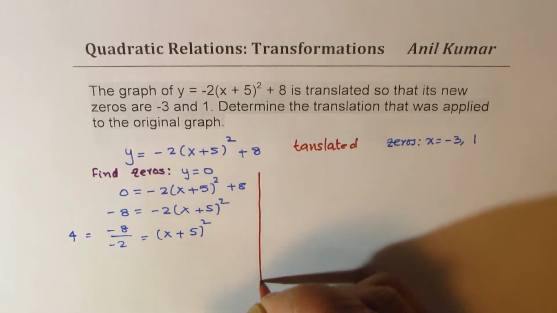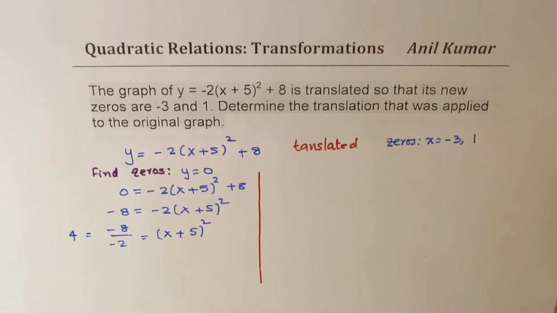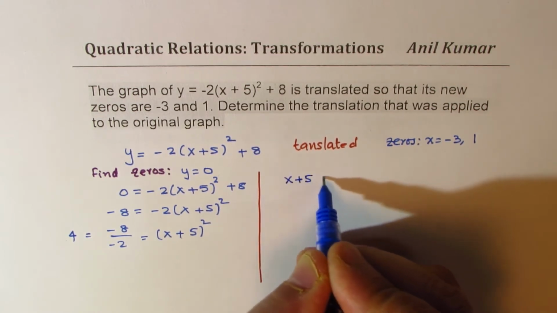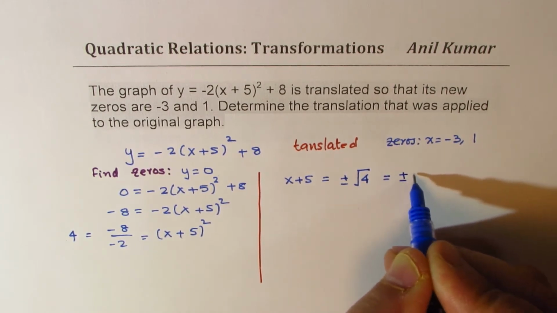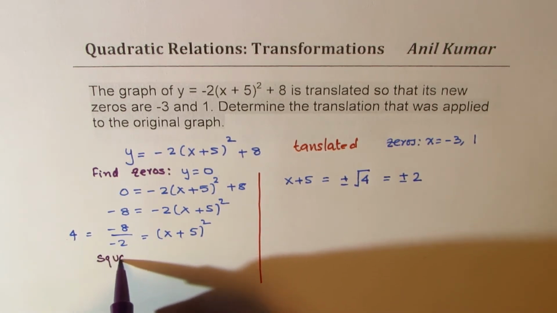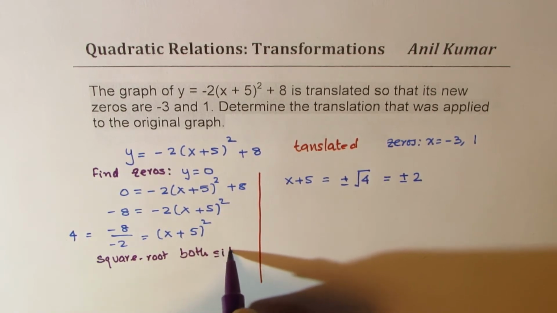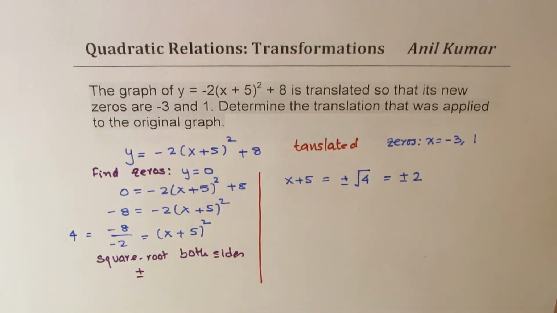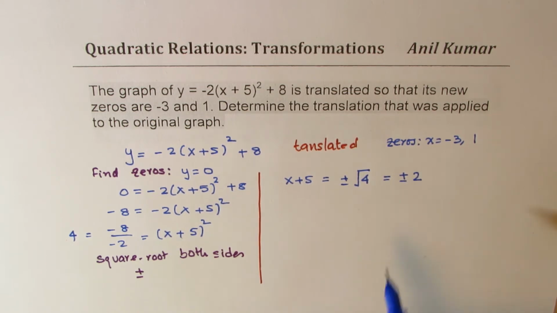Now here is a very important step. When you take the square root, you should take both positive and negative, correct? So let's square root both sides. We have x plus 5 equals plus or minus the square root of 4, which is plus or minus 2. What you should remember is to put plus and minus, since the square of minus 2 is also 4. So don't miss the other solution.